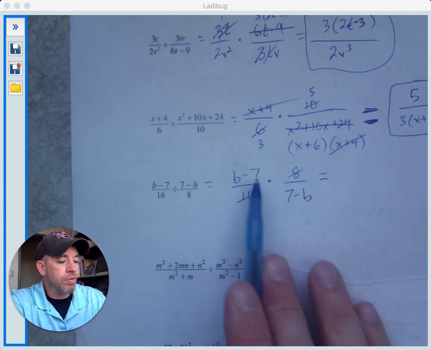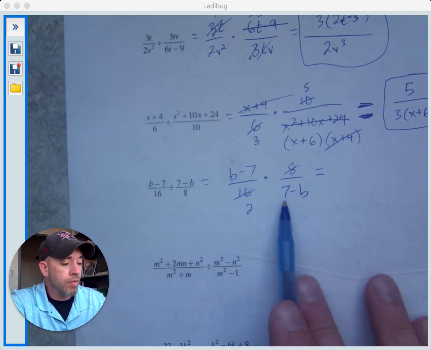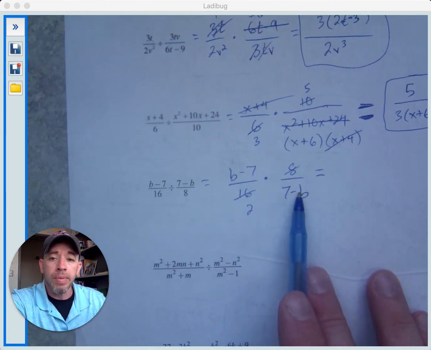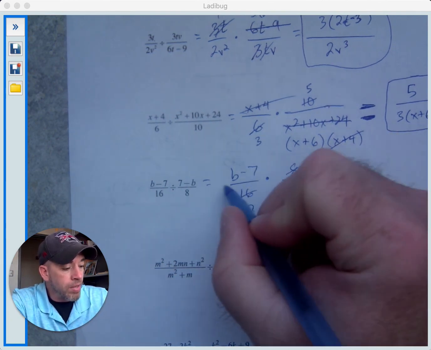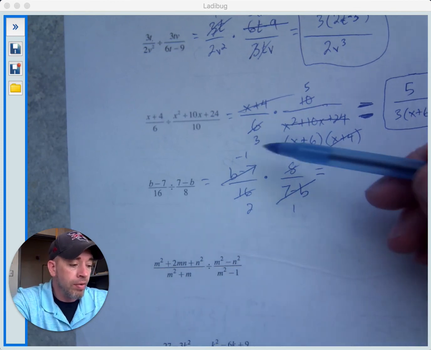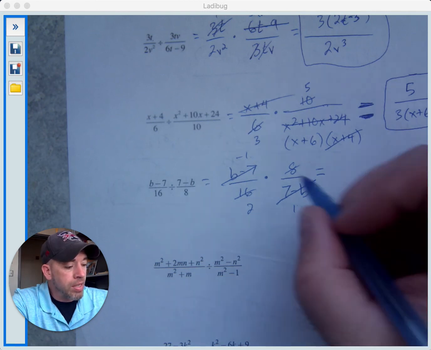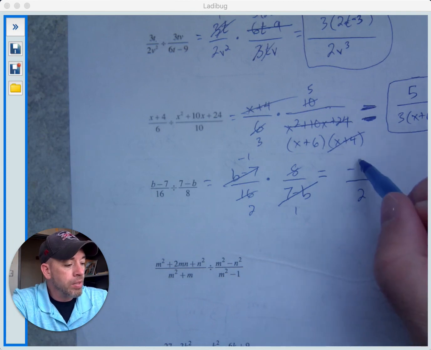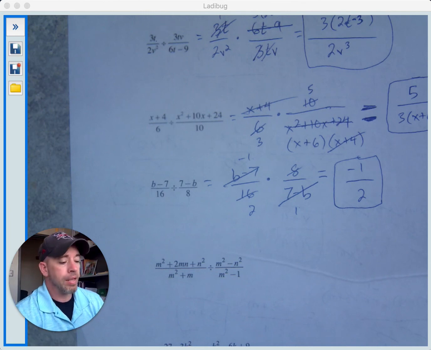And these two guys, if you remember something we did in the last section, if you have a b minus 7 over 7 minus b, those are just opposites of each other, and they become -1 basically when you divide them. So you can cancel them and make one of them -1, one of them +1, so that you have -1 over 1. And now what do we have? Well, the only thing we have on top then is a -1, right? On the bottom, 2 times 1 is 2. And so we get -1/2. And we've reduced it and divided, which is what we were asked to do.